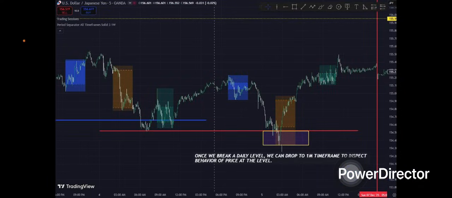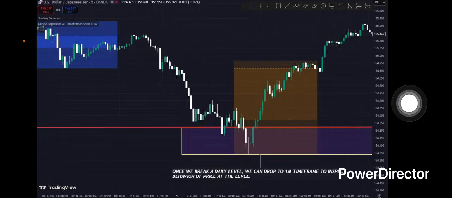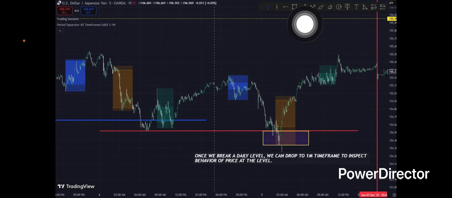Okay, now here we're looking at the US dollar Japanese yen, right? And you'll see here that we have had 3 days of breakout traders in the market short, right? Friday is our third day of those breakout traders. Now, with this type of setup, 3 days of breakout traders in the market, we could get that trade on day 3, okay? Or it could happen on a day 4, okay?